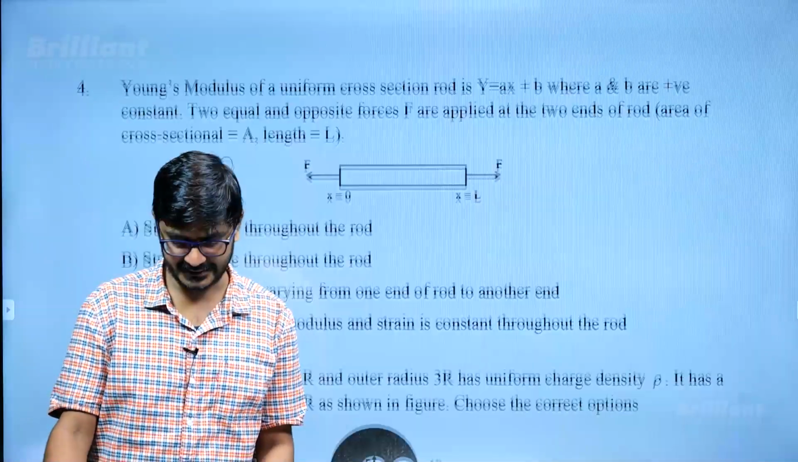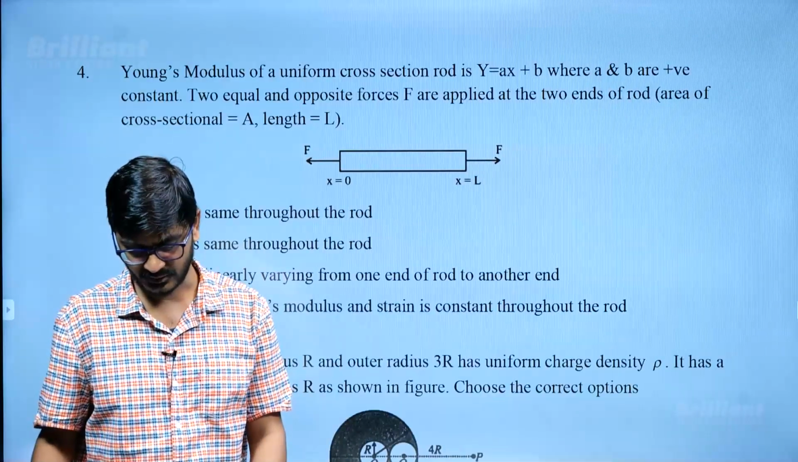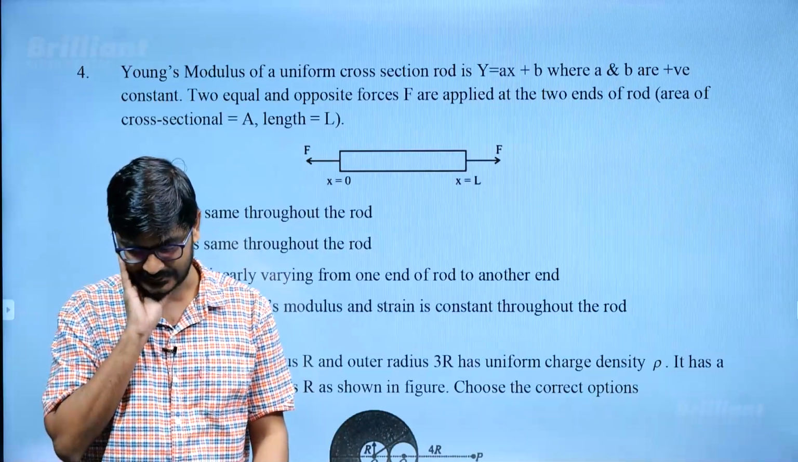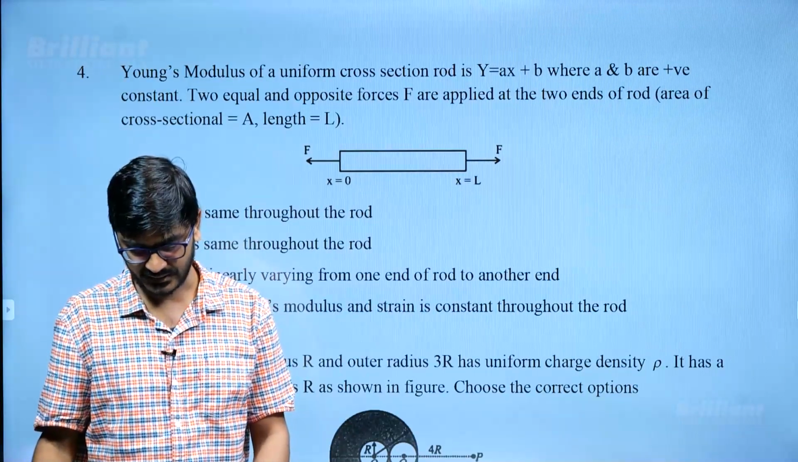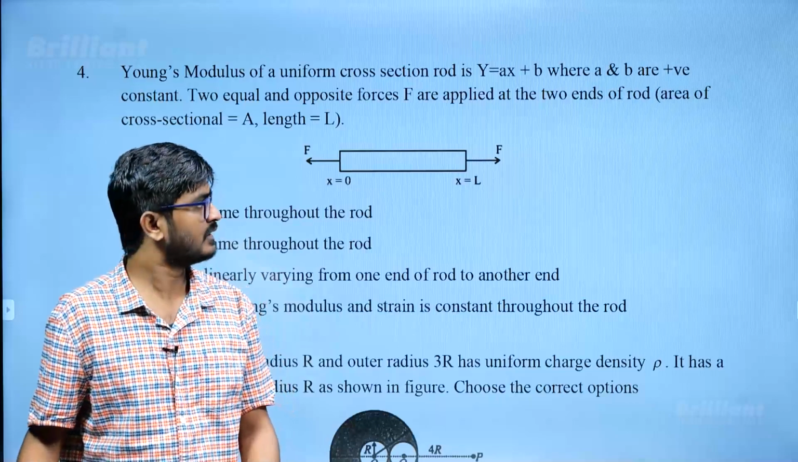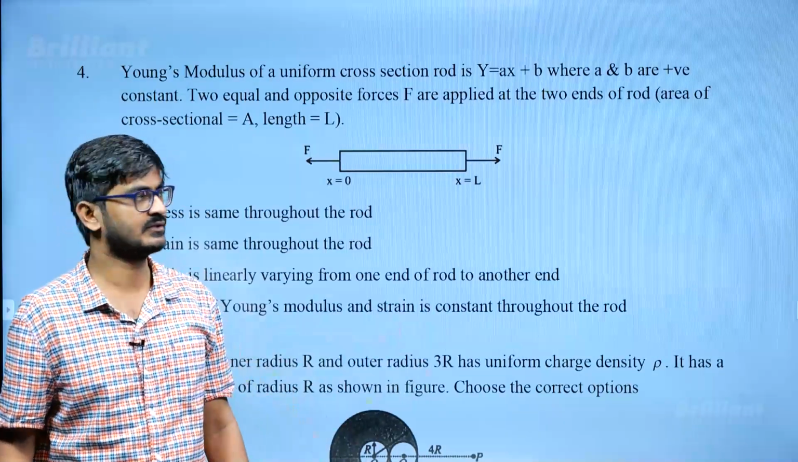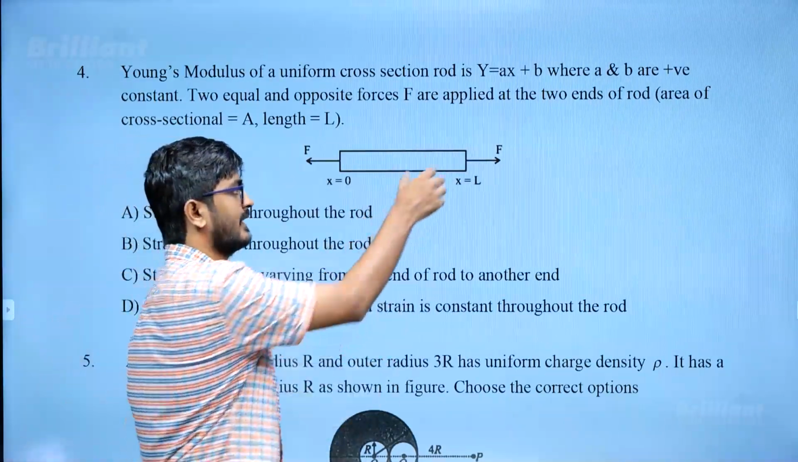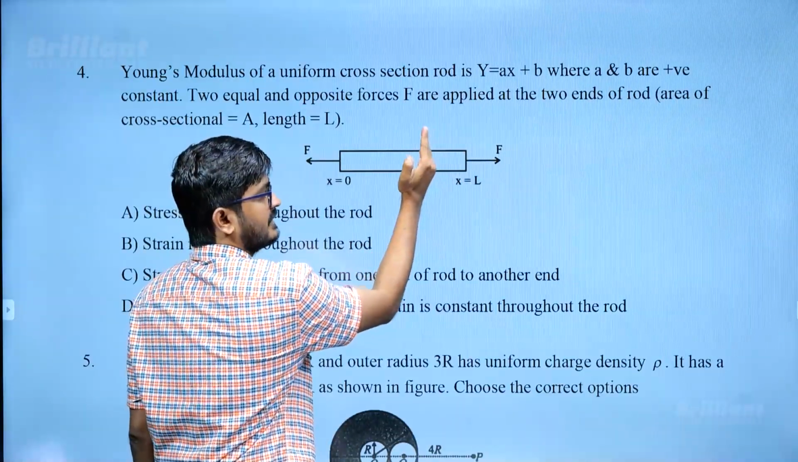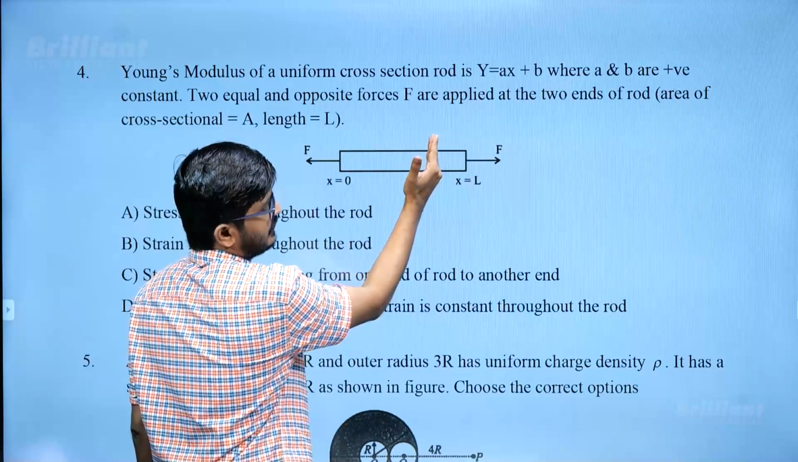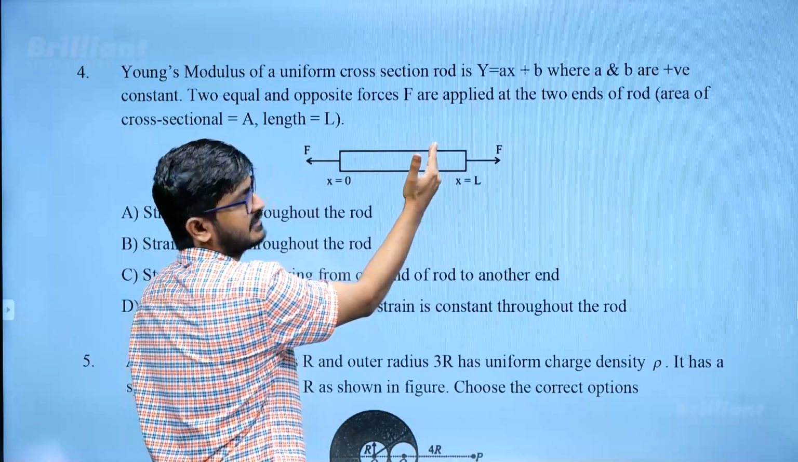Next question goes like: Young's modulus of a uniform cross section rod Y is Ax plus B, where A and B are positive constants. Two equal and opposite forces F are applied at the two ends of the rod. So what is going to be the net force? Net force is 0. So if you take any part, if you draw the FBD of this part, that part must also be in equilibrium. So what will be the force here, the internal force? That is going to be F.